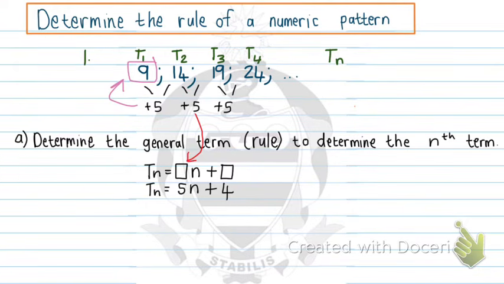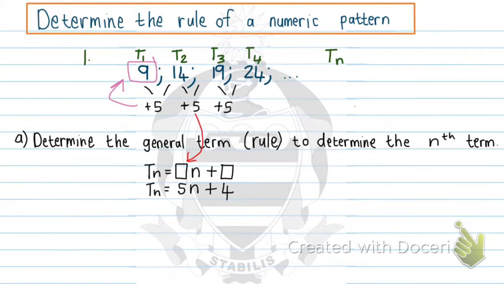How did I get that again? In the first block, I just put the constant difference, which was 5. In the second block, I ask myself, what do I do to the constant difference to get to the first term, which is 9? 5 plus what gives me 9? 5 plus 4 gives me 9. Sometimes I should subtract in the end. So Tn is equal to 5n plus 4.